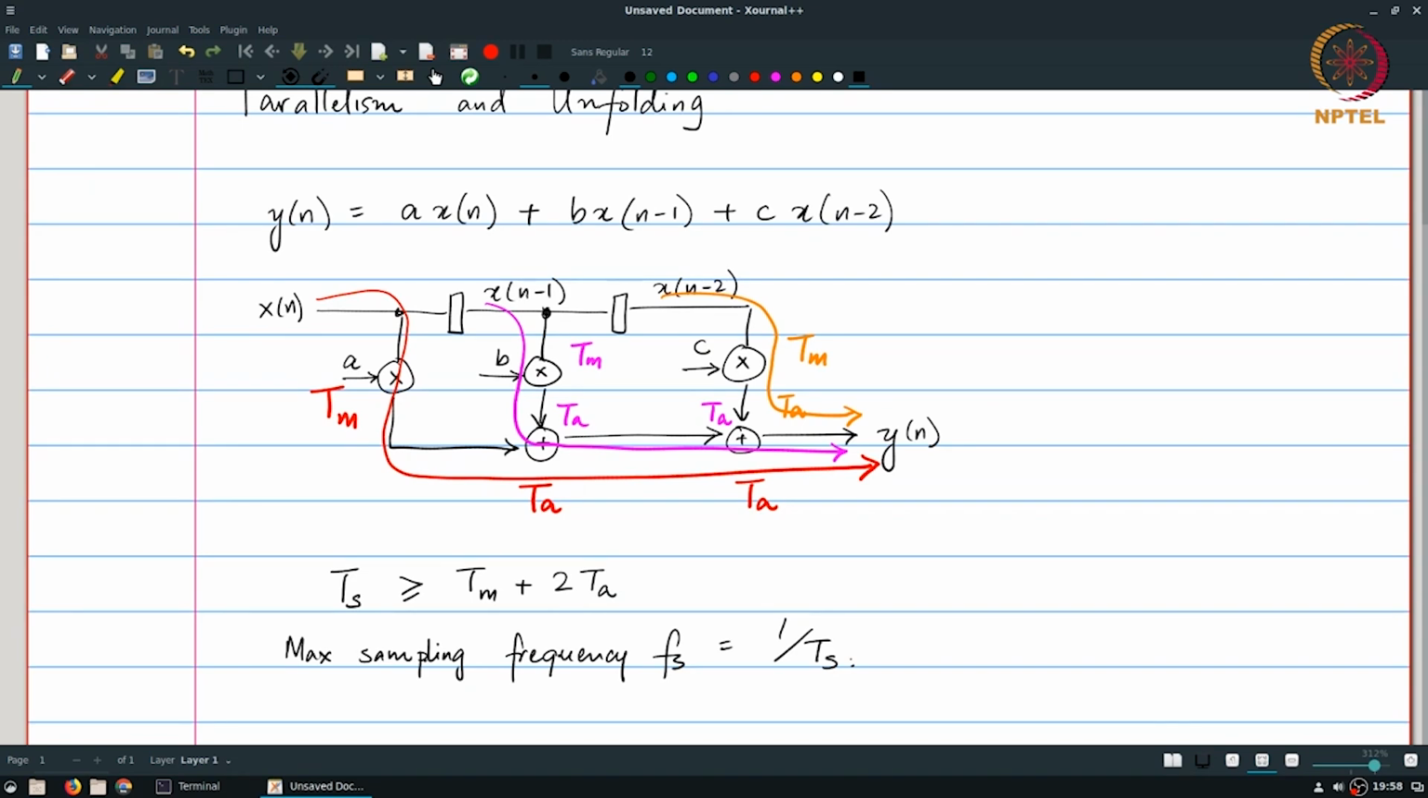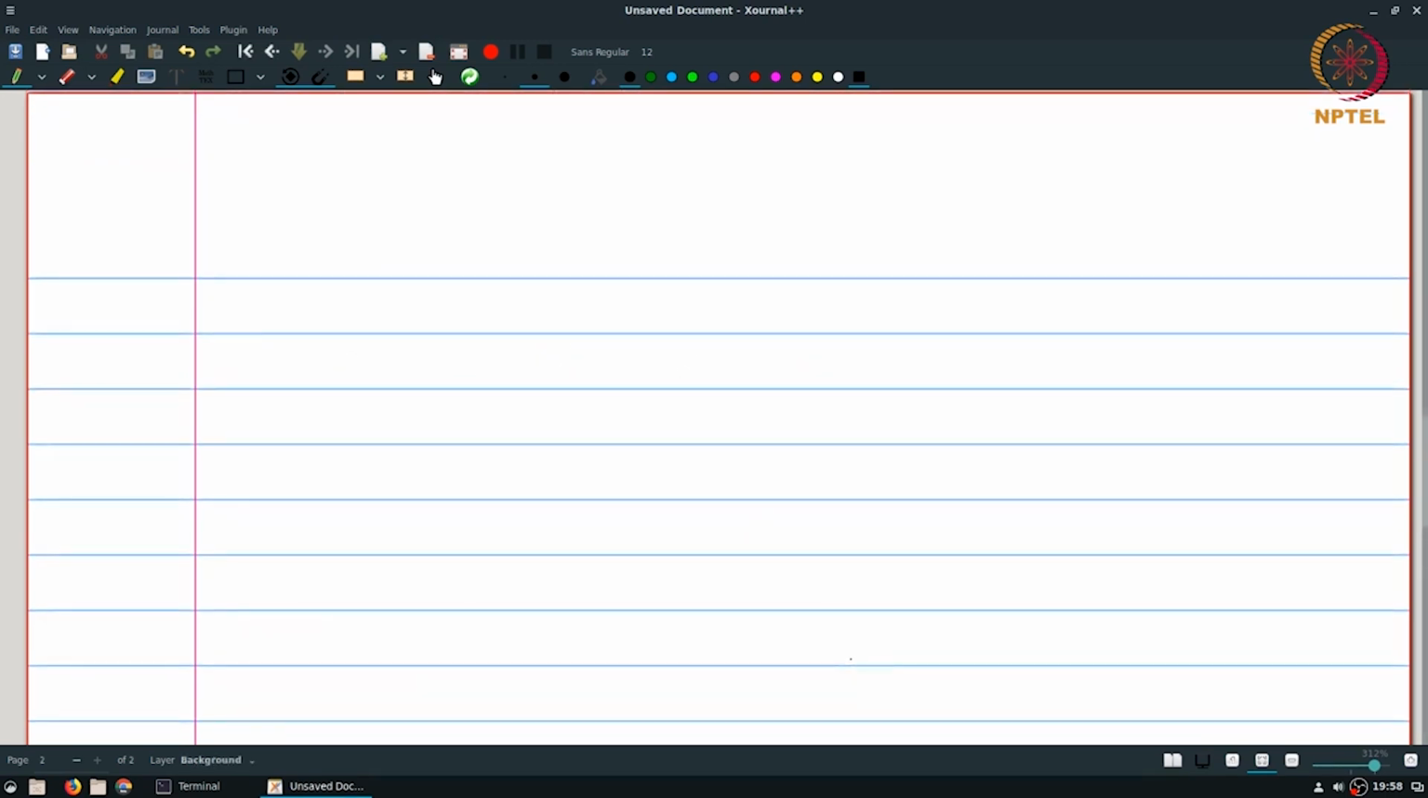What we are going to do instead is to understand in a little bit more detail how the concept of parallelism can be applied to this particular filter to improve its throughput or sampling rate, and how that concept of parallelism can be generalized in terms of something called unfolding, which can be applied generally to any kind of data flow graph, not just to FIR filters. So the basic idea of parallelism is quite simple.